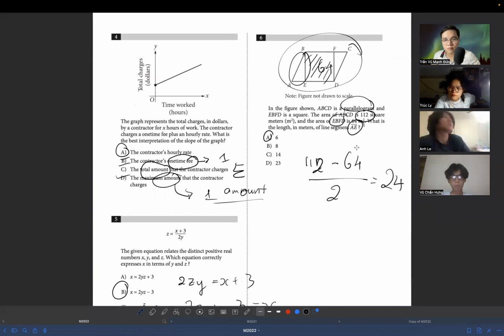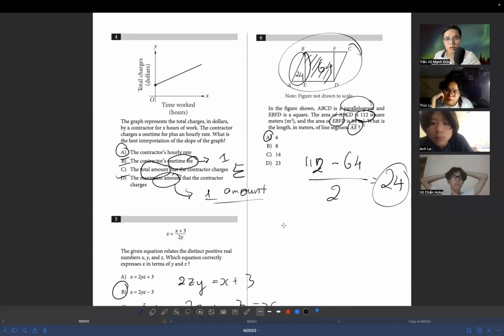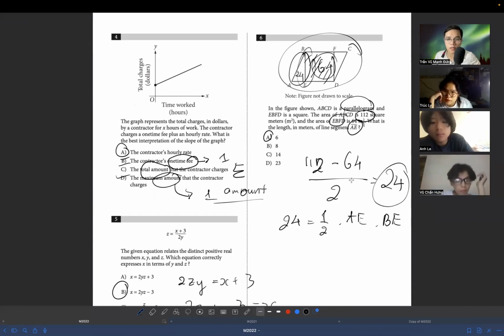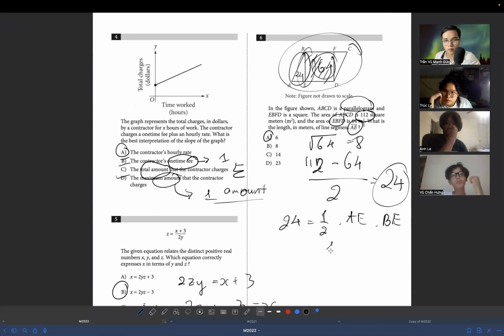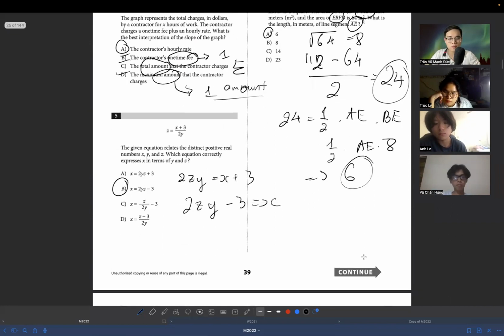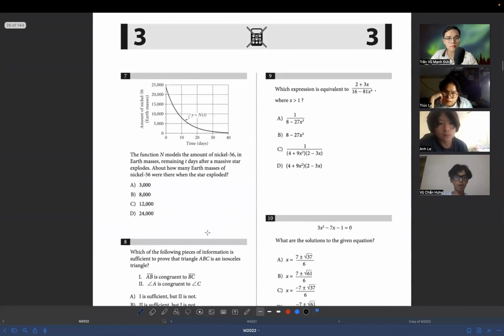So next, we have 24 is the area of AEB, 24. So 24 equals 1/2 times AE times BE, right? How can we calculate BE? We have 64, so it's the area of a square, and the square root of 64 is 8. And you have 1/2 times AE times 8. We have 6, correct? Next up is this.